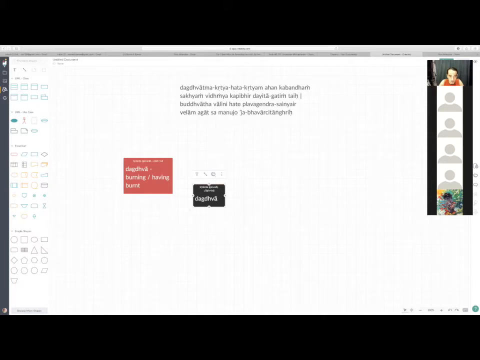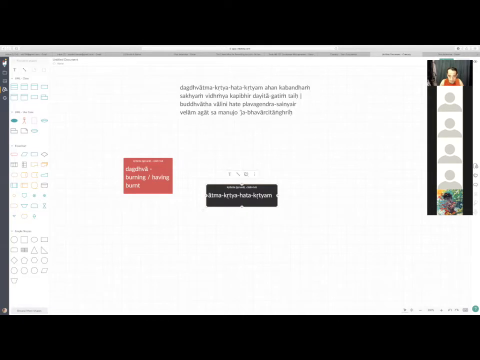Then kritya. To do, to act something by oneself. Kri is activity. It's like atmana kritya. Then hata. Hata is kill, having killed, a participle of killing.